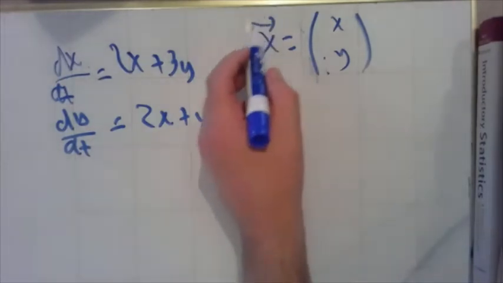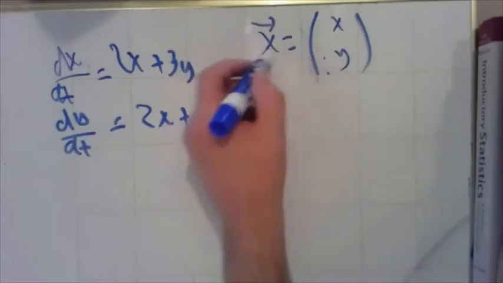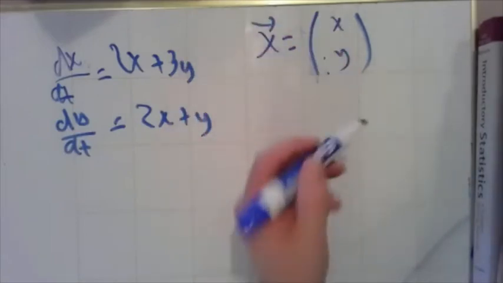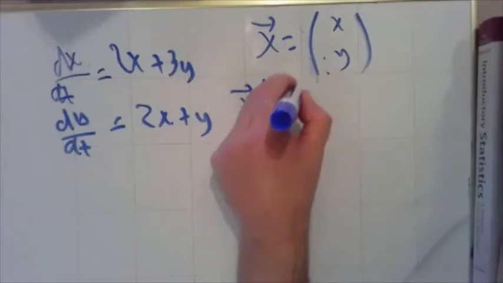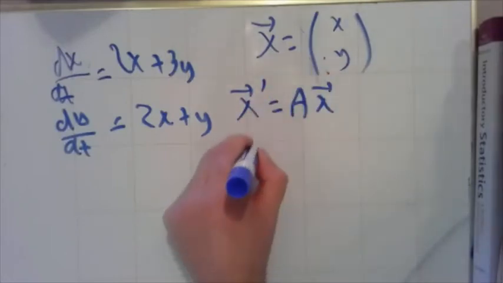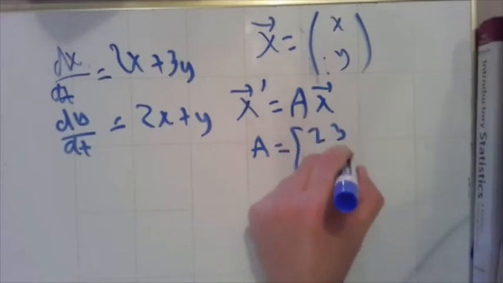So our variable matrix is xy. Then this equation is x prime, x vector prime is Ax, where A is 2, 3, 2, 1.